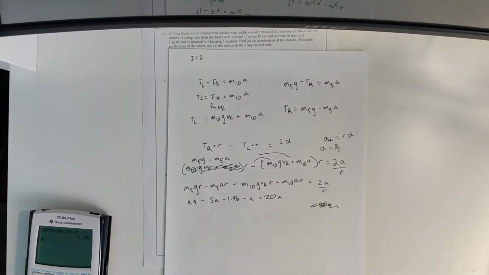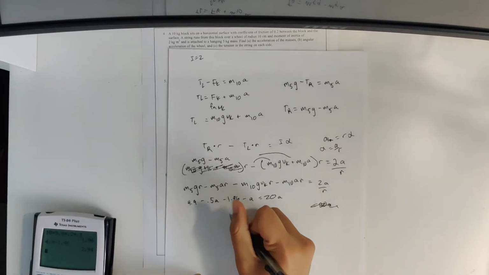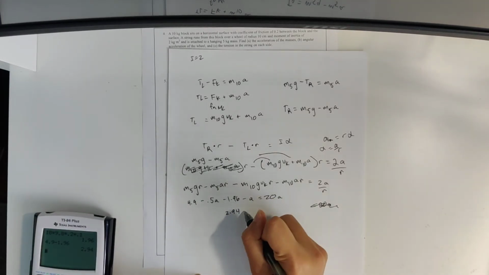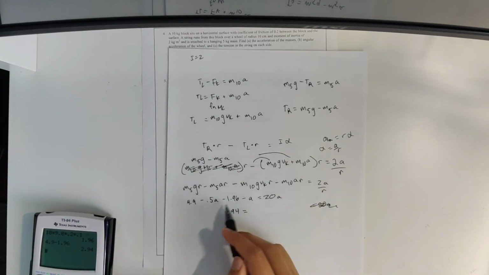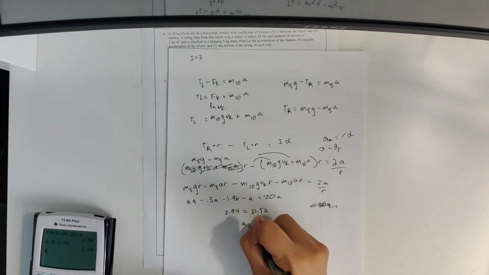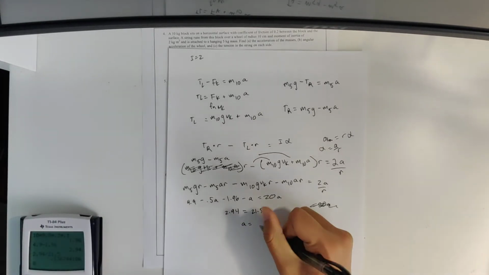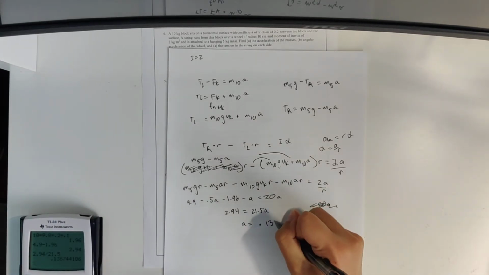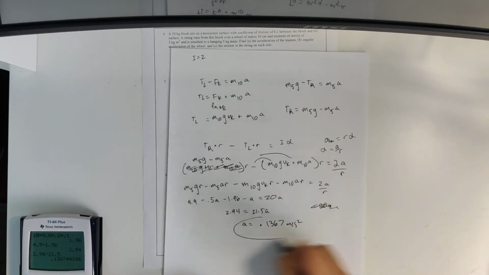Let's see if you can see what's happening. Let's just add all the common stuff together. 4.9 minus 1.96 equals 2.94. We're going to add all the stuff with the A's to the right side. So that's 20, 20.5, 21.5 A. So your A is equal to 2.94 divided by 21.5, which is 0.1367. That's your A, in meters per second squared.